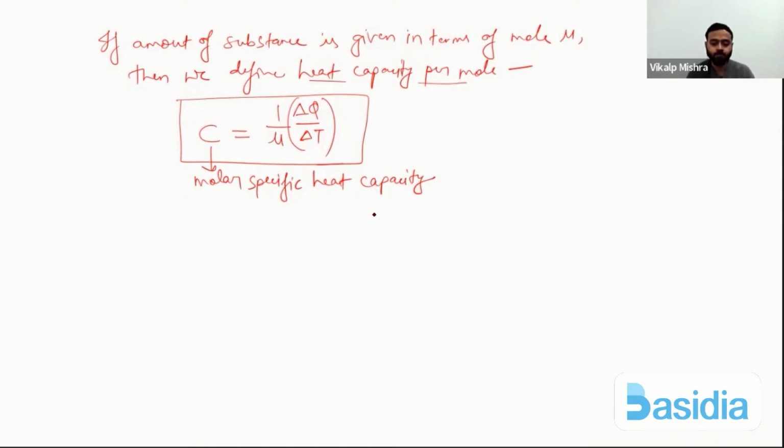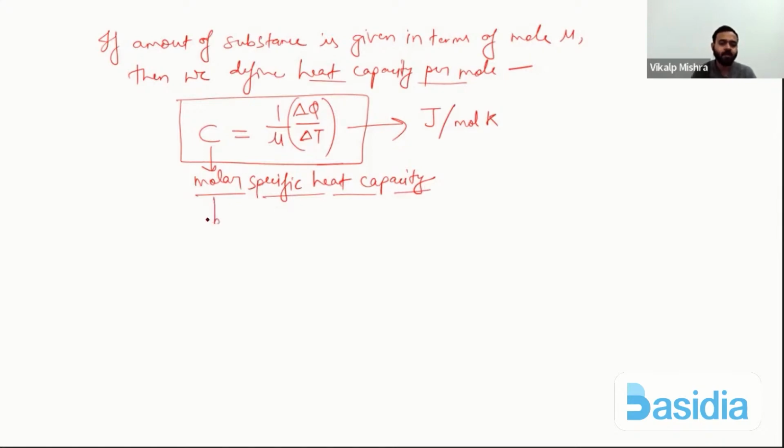Good evening. So what will its unit be? What was the unit of delta Q by delta T? Joule per Kelvin. Here 1 by mu is also coming, so it will become joule per mole Kelvin. Understood? That is the molar specific heat capacity.